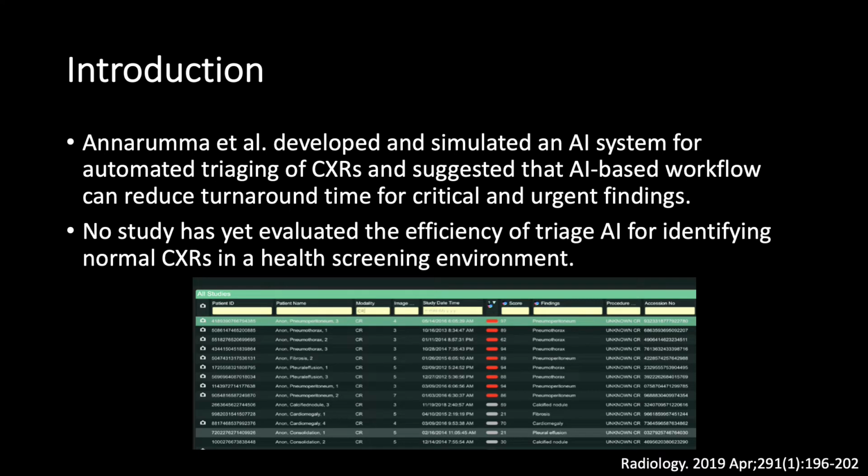Annam and colleagues have developed and simulated an AI system for automated triaging of chest radiographs and suggested that AI-based workflow can reduce turnaround time for critical and urgent findings. However, to the best of our knowledge, there is no study that evaluated AI to triage normal chest radiographs in a health screening environment.